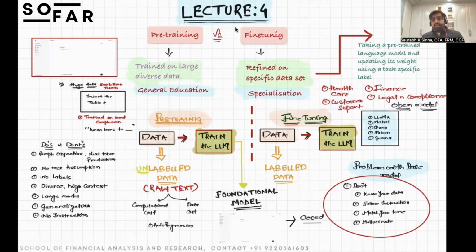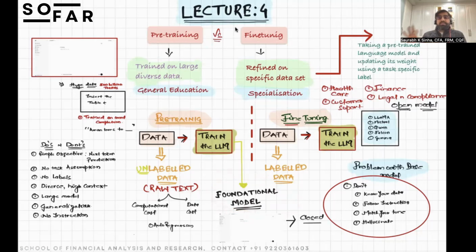You can say that in this stage, you're providing general education to the model. The school level, college level education to the model. So the model that comes out after pre-training is called a base model or a foundational model.